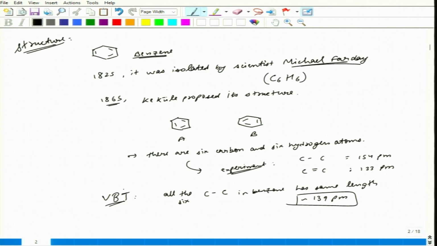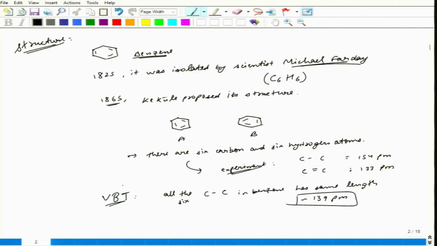Okay. What happened is that Kekulé gave in 1865 that two possible forms are possible, but Kekulé also did not know why or how these are two different structures, or what the overall structure would be represented as. So, VBT later on gave its structure.